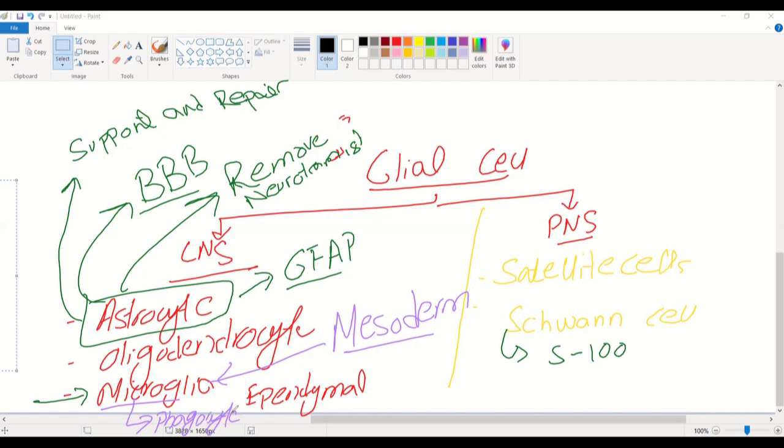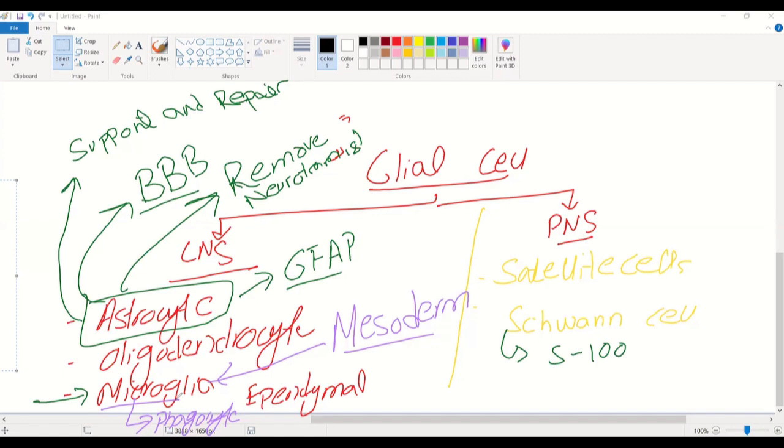So in HIV infection, in HIV associated dementia, sometimes these microglia fuse to form multinucleated giant cells. This is again a high yield point. In HIV associated dementia, these microglia cells fuse to form giant cells, multinucleated giant cells. Okay. So what are the ependymal cells?